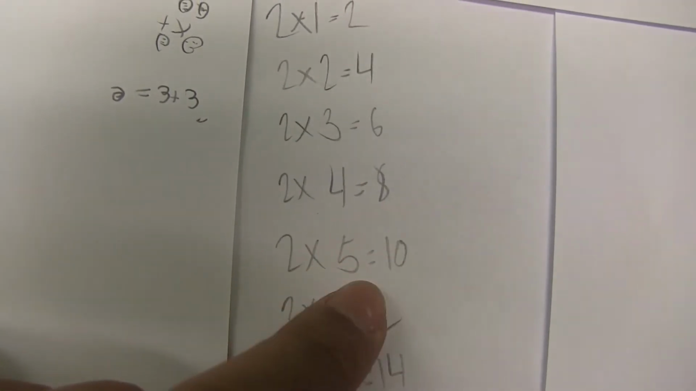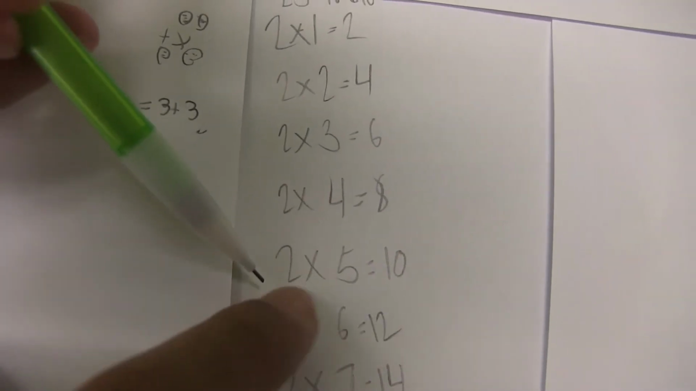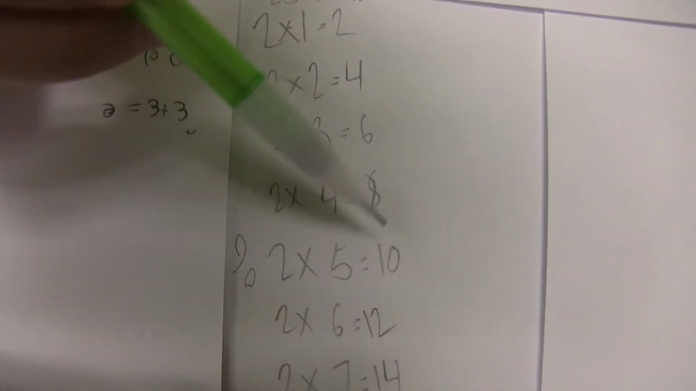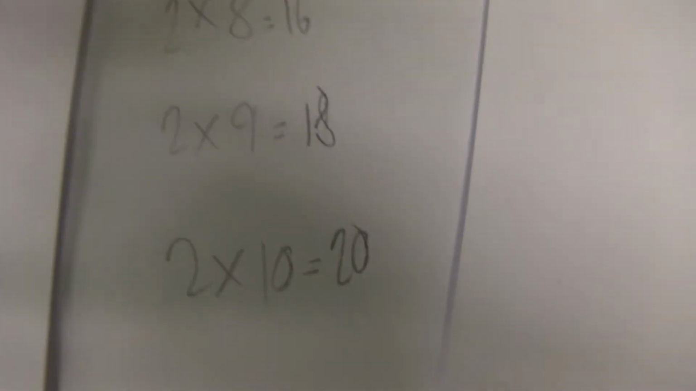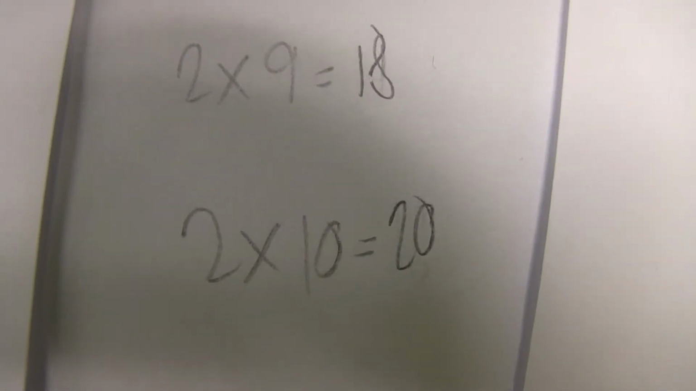But listen, kids, this isn't the case for every single times table. But for the 2 times table, this is how you do it. Just like 10. What's 10 plus 10? 10 plus 10 is 20. Just like 2 times 10. Right? It's that simple.